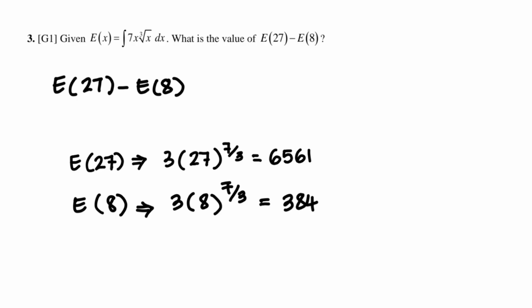Finally, subtract 6,561 minus 384. This will be equal to 6,177. That's it. Calculus isn't hard when you know the rules.